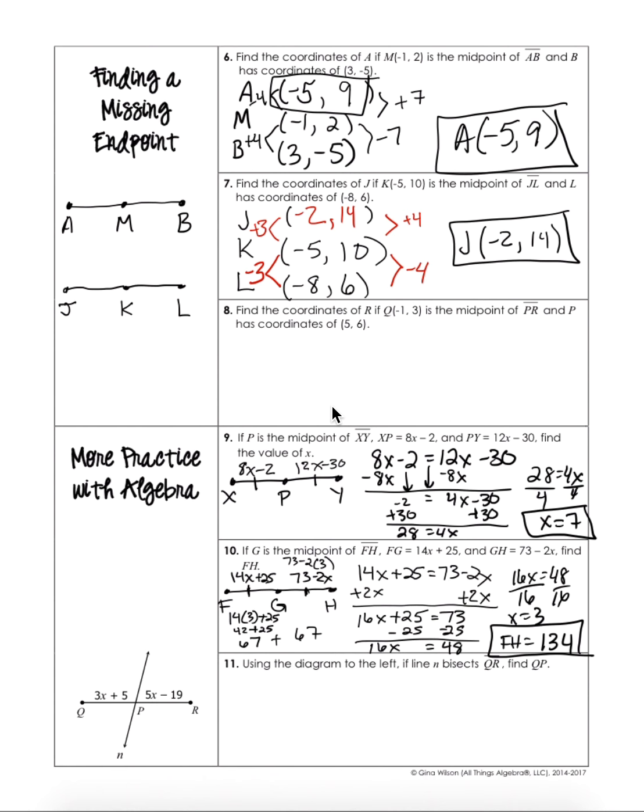All right, I'm going to give you a hint on number 11, and then I want you to finish it on your own and have me check it before I give you your problem set. It says, using the diagram to the left, line N bisects segment QR. What does bisect mean? Bisect means divide into 2 equal parts. So that means this part equals this part. I want you to set those 2 expressions equal to each other and then solve. Then plug it in where you're supposed to in order to find QP. All right, great job.